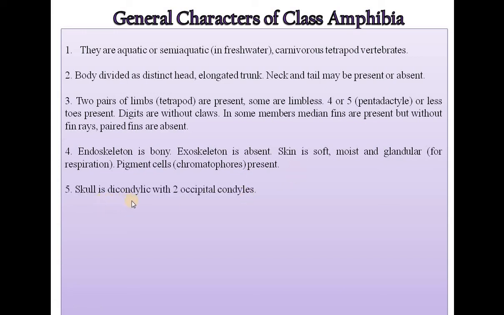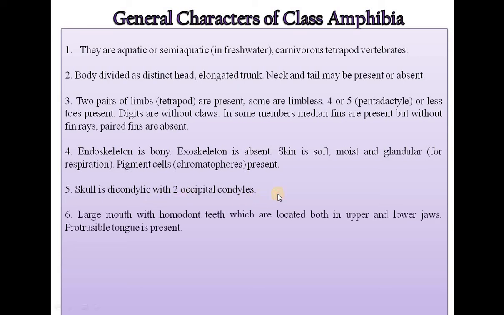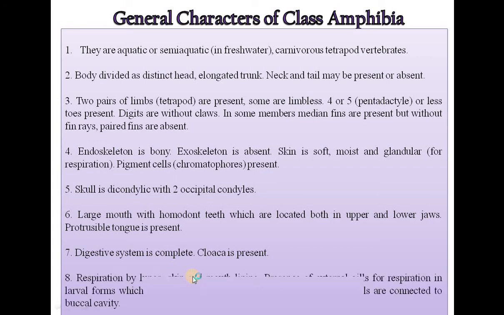Skull is dicondylic with two occipital condyles. Large mouth is with homodont teeth which are located both in upper and lower jaws. Protrusible tongue is present in this organism. Digestive system is complete and cloaca is present. Respiration is by lungs, skin and mouth linings.